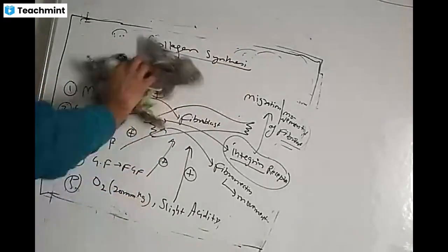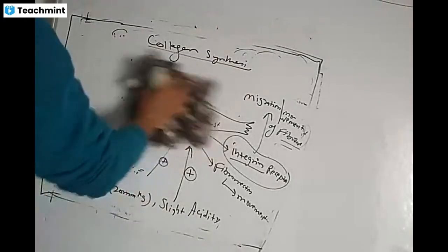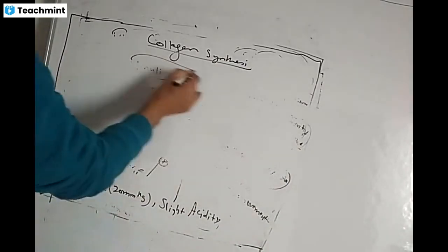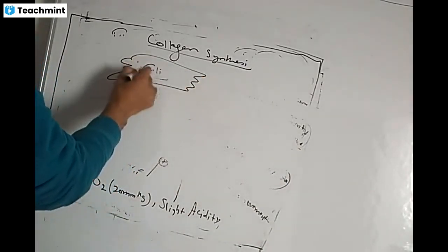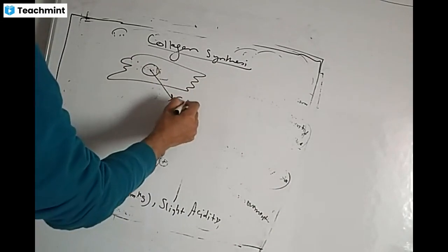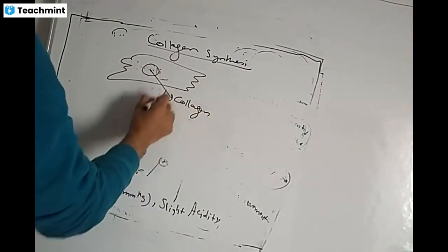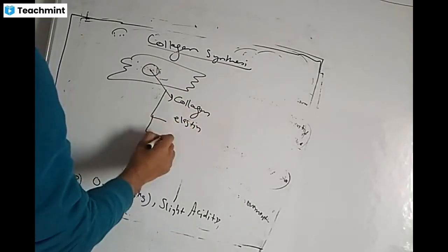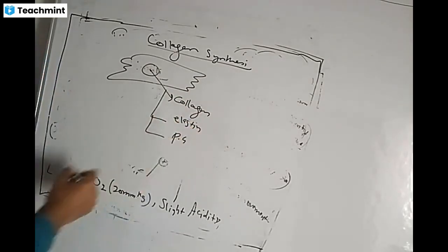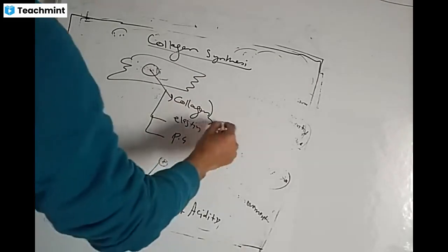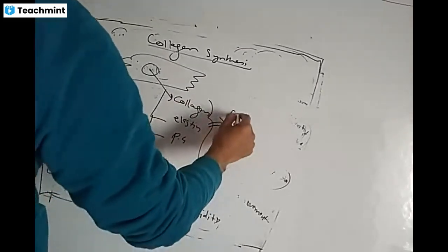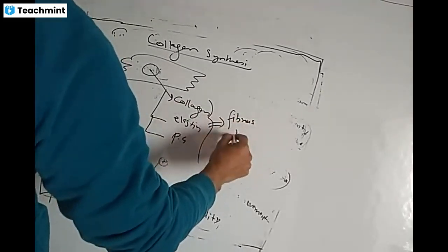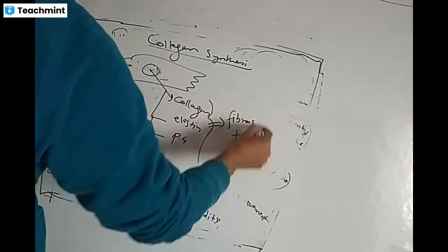The fibroblast will proliferate, and after proliferation, what will they secrete? These fibroblast cells will secrete collagen, they will secrete some elastin, and they will secrete proteoglycan. All these molecules form the fibrous tissue.